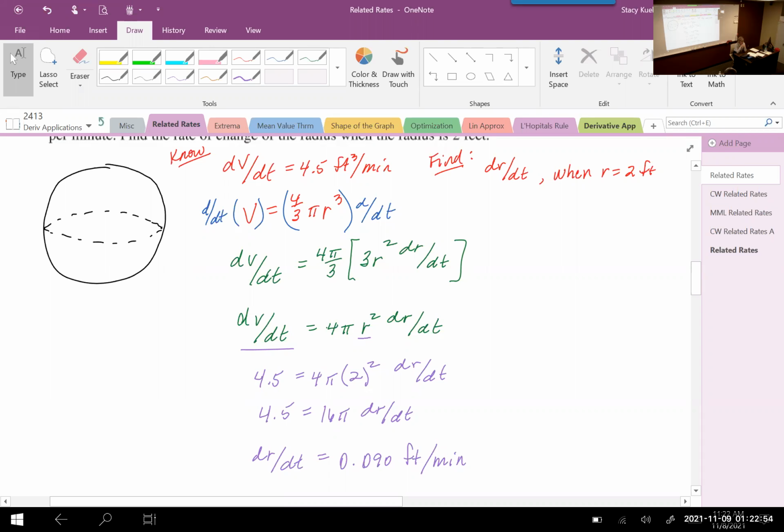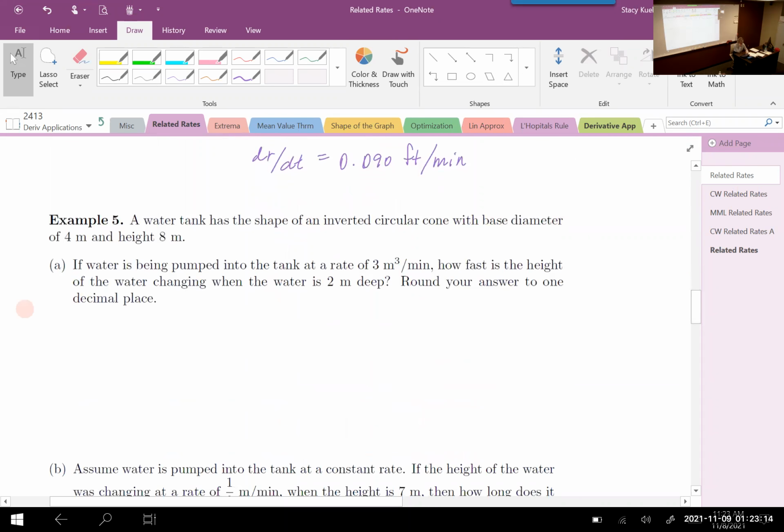Then we can say that the radius is changing as well, and that's the rate. So we're just going to use implicit differentiation, and then plug numbers in to simplify from there. Questions on that so far? Okay. Let's look at this one.